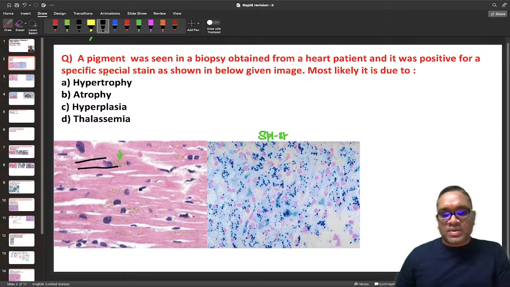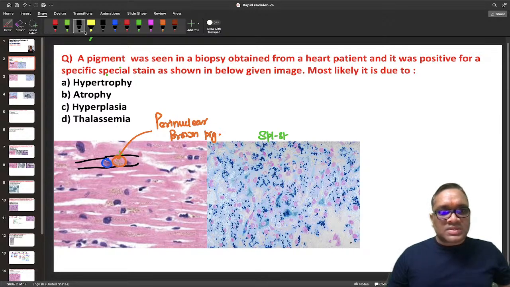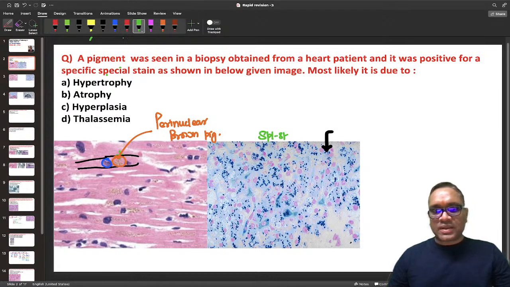There is a myofiber. Can you see? This is the myofiber, right? And in this myofiber you can notice there is a nucleus, right? And around the nucleus, can you notice there is brown pigment? So this is the perinuclear brown pigment, right? And now look at this stain. What stain am I showing you here? Can you notice all the things are looking like blue spots? So this is the Pearl's Prussian blue stain.